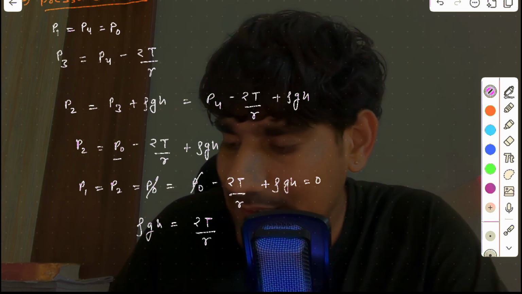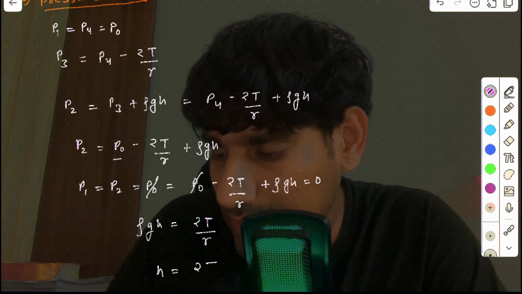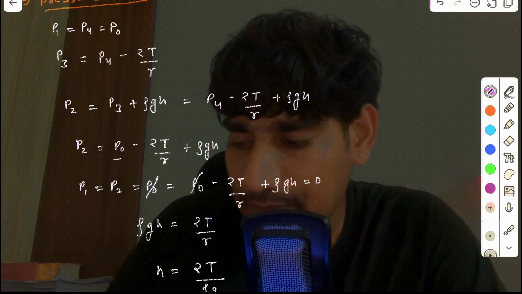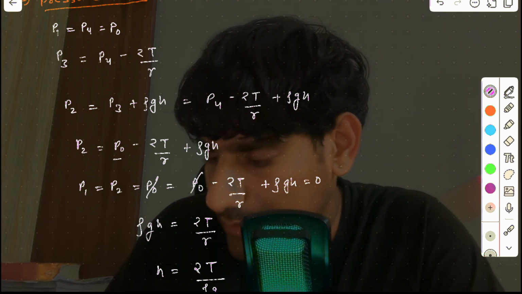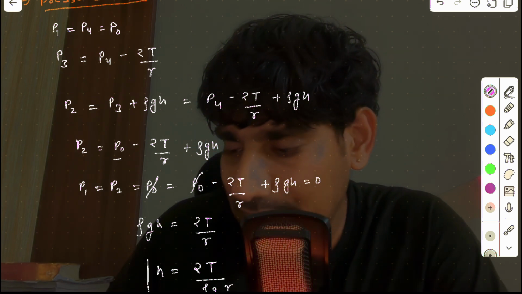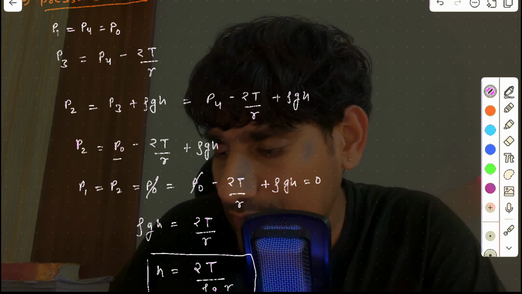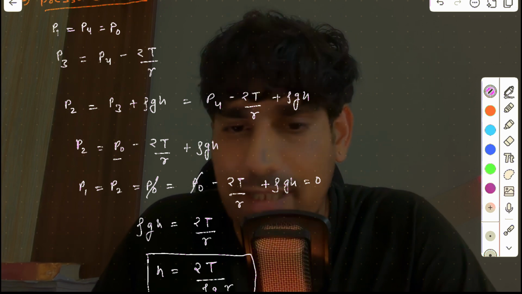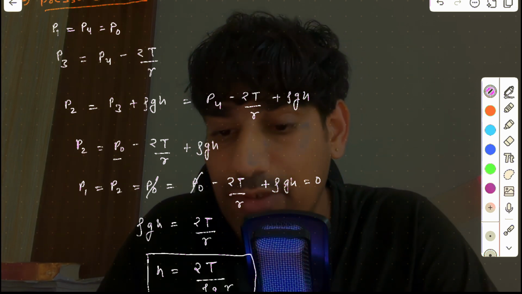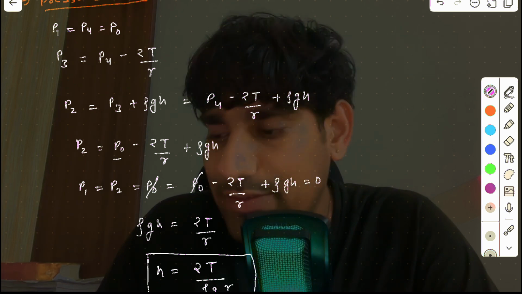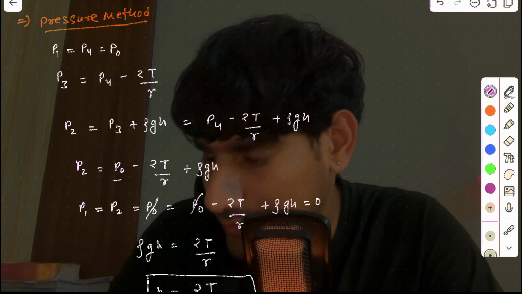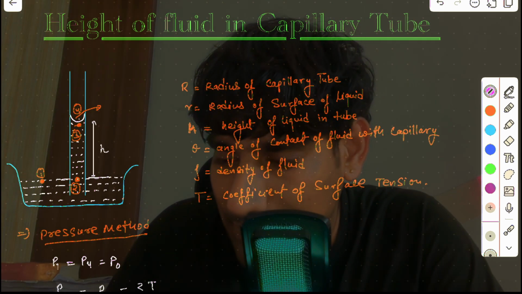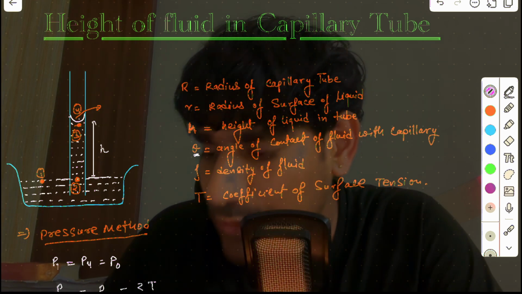So then the h value is going to be 2T by rho g R, 2T divided by rho g R. This is the h value, the capillary height rise. We have done the calculation. Okay, we have reached it, but sometimes the radius of curvature of the surface will not be known, but the capillary radius will be known. So let us find out what is the value of this small r in terms of capital R. We have also been given that the angle of contact is theta.